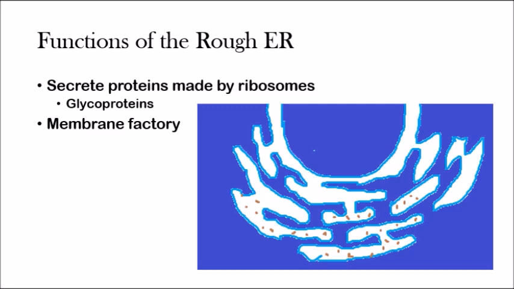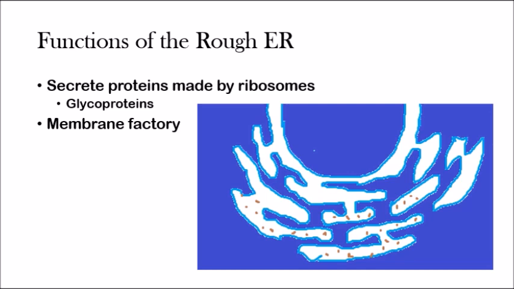In this video, I'm going to be wrapping up the endomembrane system and talk about all the rest of the organelles which work in the endomembrane system. So we talked about the endoplasmic reticulum and how there are two different types, the smooth ER and the rough ER. We already talked about the functions of the smooth ER, so let's go ahead and talk about the functions of the rough ER.